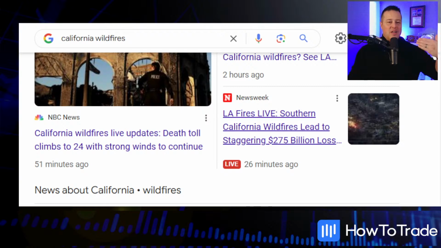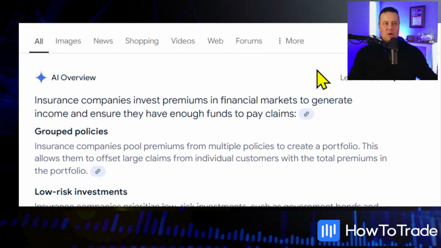The other day the loss was 60 billion. Then it was 100, now we're floating numbers out there, 275 billion. That money all has to come from somewhere. Where does it come from? It comes from insurance companies. Insurance companies are going to have to cover the losses, as is the U.S. government.